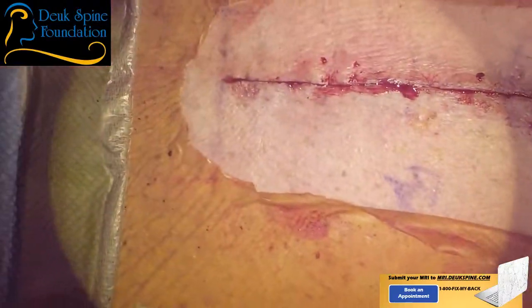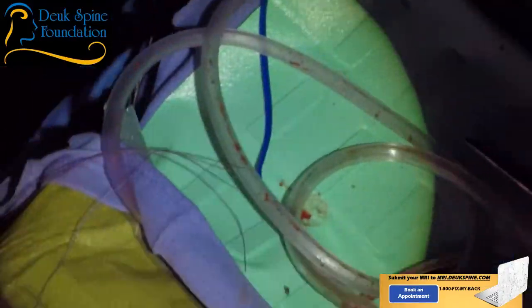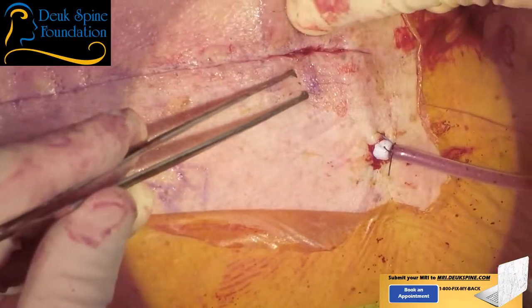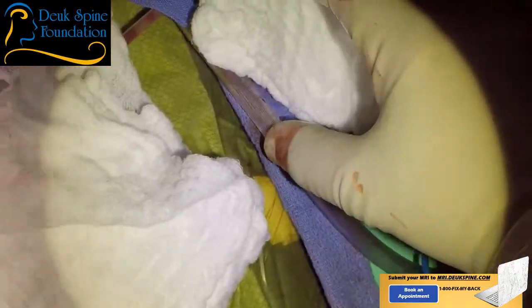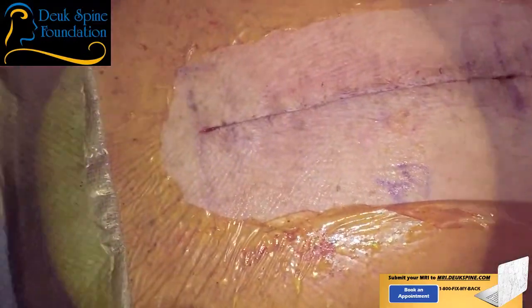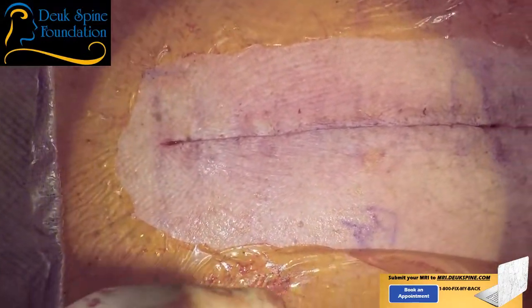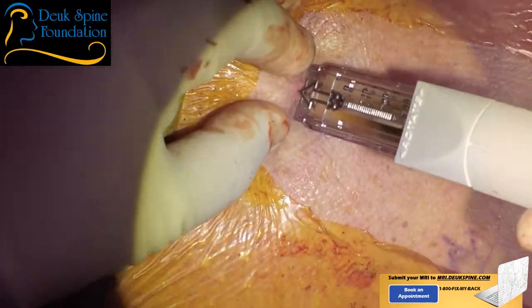Wet, dry, stapler. Yeah, stapler. All right, so at this point, take a look at this skin, okay? It's all coming together beautifully. So there's no tension on the skin, stapler, and then I'll take a wet, dry again. I need a stapler and then a wet, dry. Go. Just pay attention. I know you want to get your count done, but you got to pay attention.